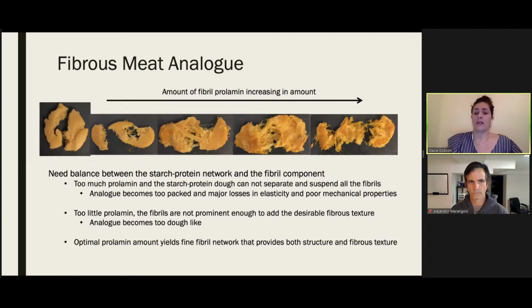a more brittle network. But on the other end of the spectrum, when we add too little, there's not enough prolamine, and there's not really any fibrous network. It's more like a bouncy dough. So finding the blend with the ideal amount of fibrils was also part of the study, to determine what was almost the maximum we could add and what was the minimum. And the amount of fibers you add again changes those textural properties. So you can almost make a product that is more like beef or more like chicken, or pork. Each of those has different fibrous qualities that you can change based on the amount of prolamine you add.